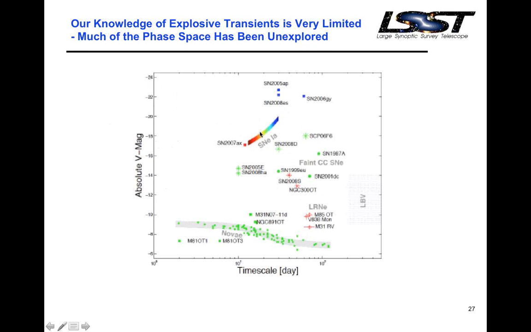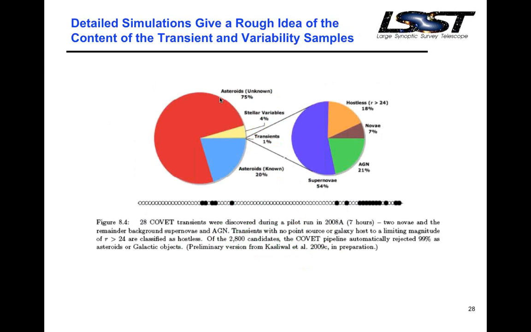So there's a lot of discovery space here to find new classes of transient objects, and then, of course, to try to figure out what they are. So we've done detailed simulations to get a rough idea of the content of the transient variability samples, and that's shown on these pie charts.